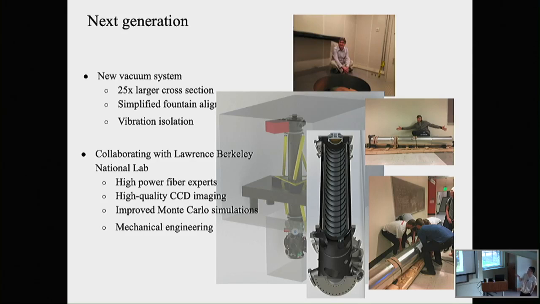And here is my advisor, Holger Müller. He is sitting on this optical table, and this hole is about 1 meter in diameter. This is a huge project, so we are collaborating with Lawrence Berkeley National Lab. Scientists and engineers at LBNL are helping us with designing high-power fibers, high-quality imaging, and improving the Monte Carlo simulations, and also with mechanical engineering, for example, how to stabilize such a big chunk of metal.